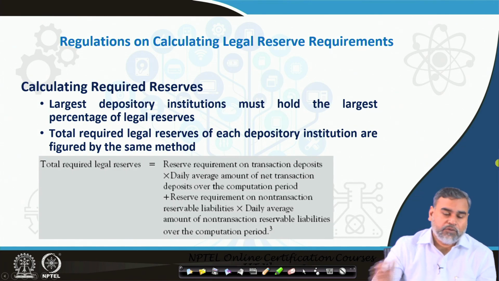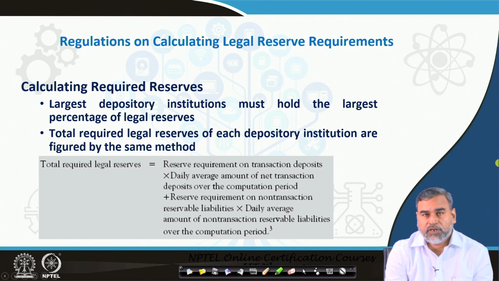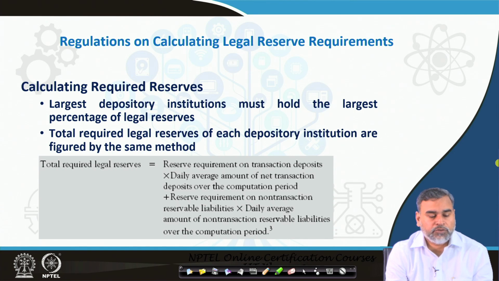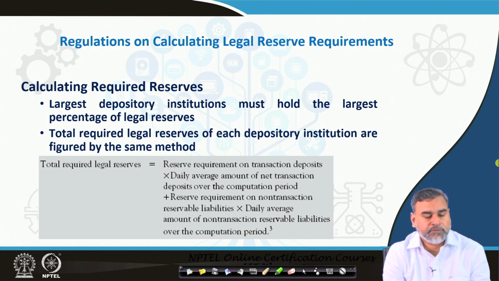Whenever we are calculating the required reserves of a particular bank, the largest depository institutions hold the largest percentage of the legal reserves because their deposit base is larger. So, considering the volume of the deposits, they always go for the largest legal reserves.